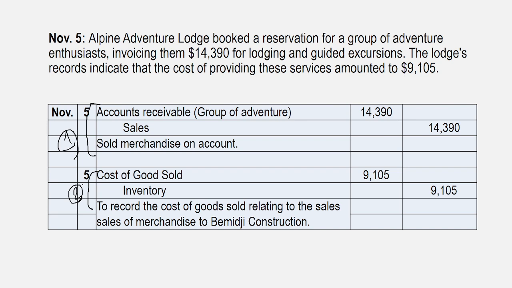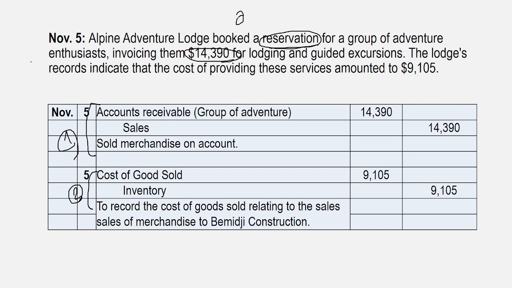In this case, the accounts receivable increased because the lodge expects to receive $14,390 from the groups. So $14,390 is to be received, and we expect that this amount will be received in the future. So one account is used because the reservation takes place. Reservation is handled in the same manner, with accounts receivable, on account and on credit mode.